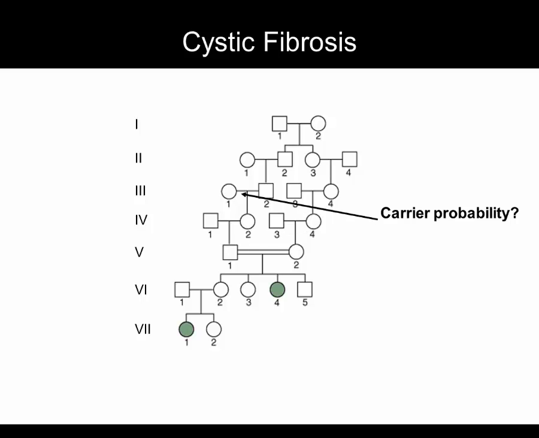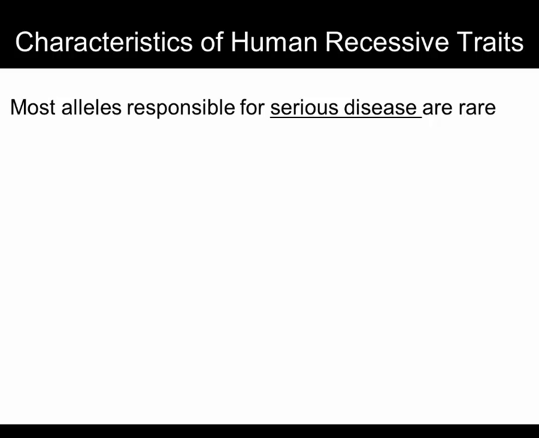III.1 married into the family where the allele is already present. She's no more likely to be a carrier than anyone in the general population. Over in this branch, V.2 must be a carrier because his child has the condition. And finally, individual VII.2 has a 2/3 chance of being a carrier since both her parents are carriers, but she is unaffected. When it comes to recessive traits, most alleles that cause serious diseases are rare.